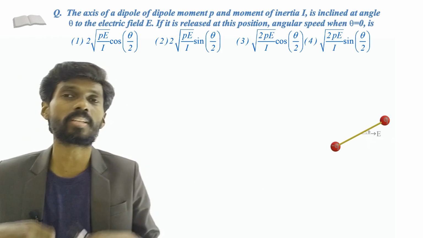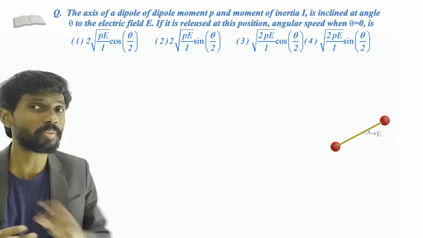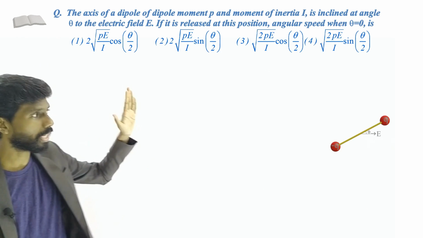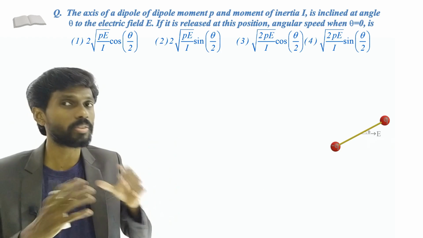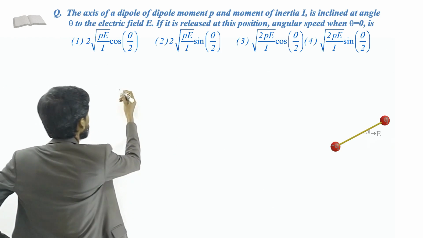We will use energy conservation, because we have this uniform electric field here, a conservative force. So energy is conserved. The total energy at this position and the total energy in the horizontal position are equal. Do you understand? So let us find the total energy.